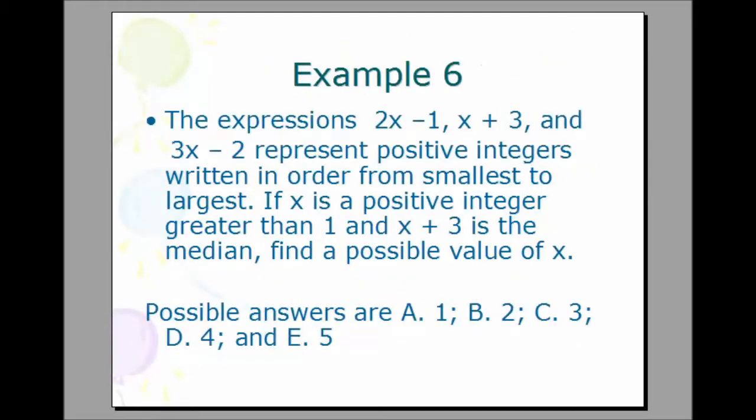Example 5. The expressions 2x minus 1, x plus 3 and 3x minus 2 represent positive integers written in order from smallest to largest. If x is a positive integer greater than 1 and x plus 3 is the median, find a possible value of x. The possible answers are 1, 2, 3, 4, and 5.